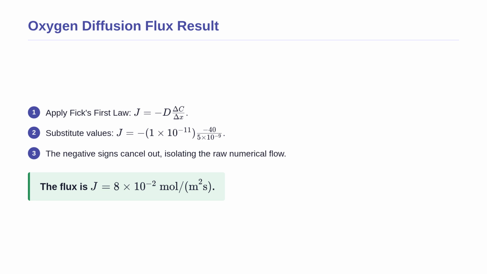After dividing and multiplying, we arrive at our final answer: 8 × 10^-2 moles per square meter per second. Physically, this means that every second, a steady stream of oxygen molecules successfully crosses every square meter of the cell membrane, keeping the cell oxygenated and alive.